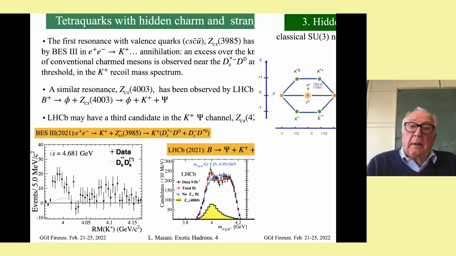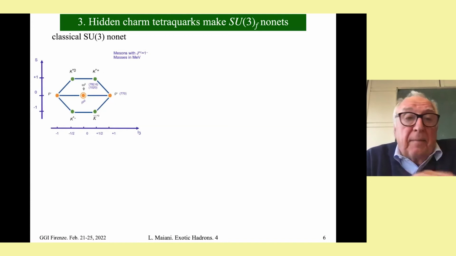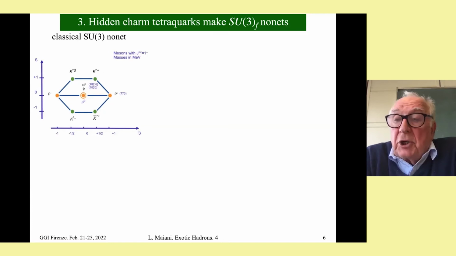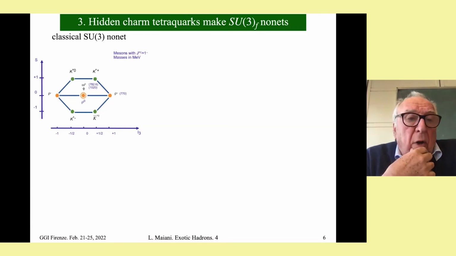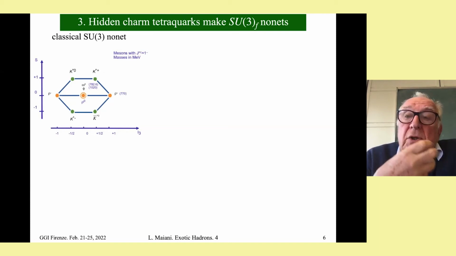Let me recall that a classical SU3 nonet we have seen is described by this figure, which is the SU3 representation of the SU3 octet that is well known. But we can represent this in another way, since in SU3 the strange quark is diagonal, essentially. It's an omega phi mixing. It tells you that it's diagonal in the number of strange quarks.